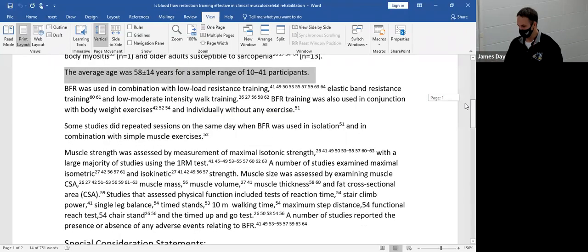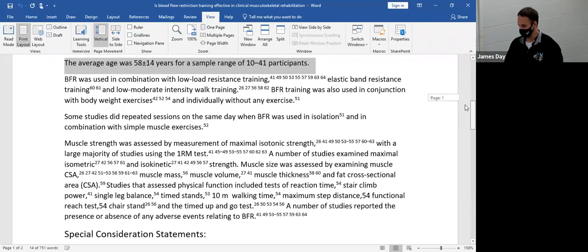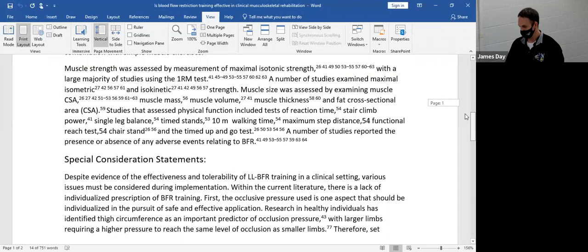More things here. BFR was used in combination with load resist. So here's now describing some of the procedures, a statement about the procedures. Another statement about procedures, right? Some studies did repeated sessions on the same day when BFR was used in isolation and in combination with simple muscle exercises. Here's one describing what they did with outcomes. Muscle strength was assessed by measurement of maximal isotonic strength with a large majority of studies using the 1 rep max test. Blah, blah, blah, blah, blah, right?